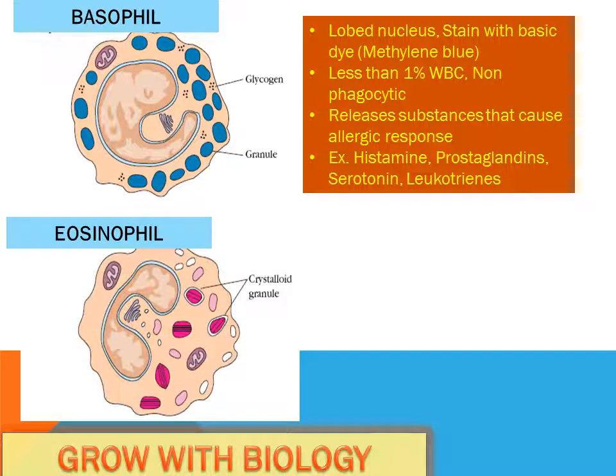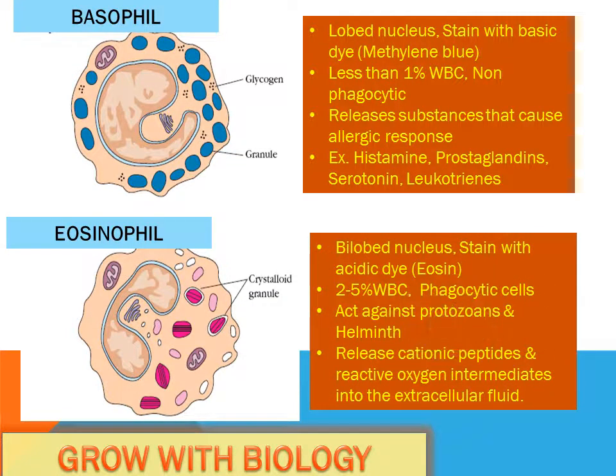Eosinophils are again identified by the nucleus. You will see that the nucleus is bilobed. It is stained with an acidic dye known as eosin. It comprises 2 to 5% of WBC. It is a phagocytic cell, so it will engulf the antigens and act against protozoa and helminths. It will release cationic peptides and reactive oxygen intermediates into the extracellular fluid. So basophil is non-phagocytic, whereas eosinophil is phagocytic.